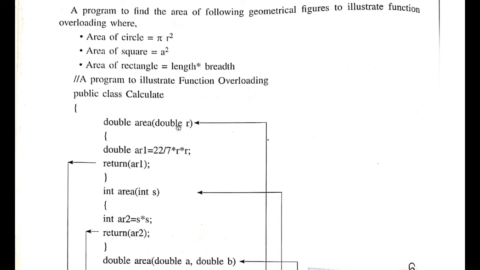Please observe here area and the argument here they have taken double and it is r. The variable is r, double r. Here the calculation is taking place. Double AR1 which is equal to pi r square. That means 22 by 7 into r into r. That is to find the circle. So since we have taken double as a return type, here also return type will be double. So what happens here? Here they are showing arrow mark. Means it is going to the actual parameters.